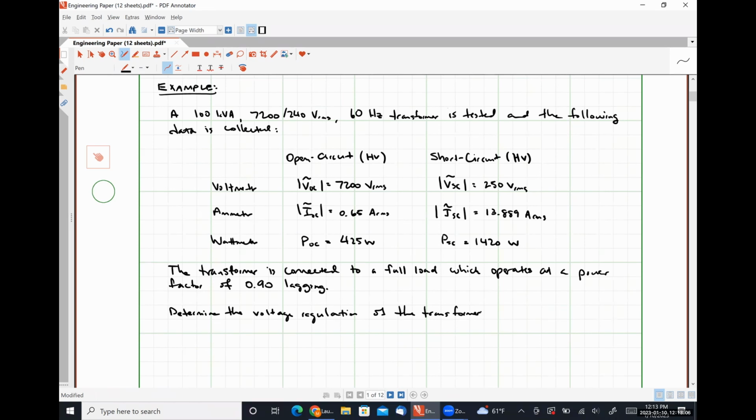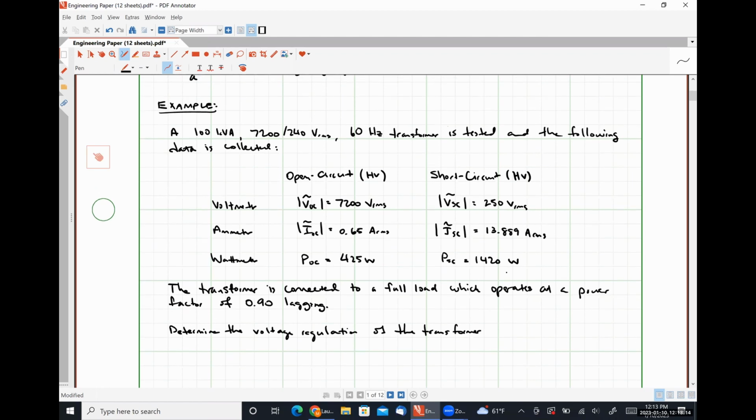So those are measured quantities from a test that is carried out. All of this information is given in the problem statement, but if you wanted to carry out your short circuit test, you would literally short circuit. So in this particular case, the short is on the high voltage windings.